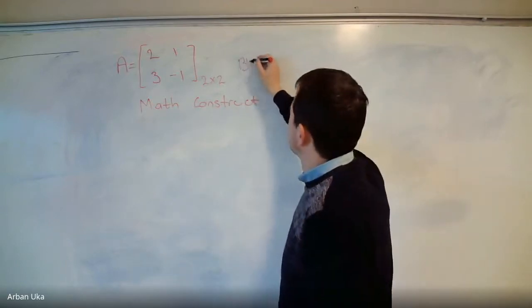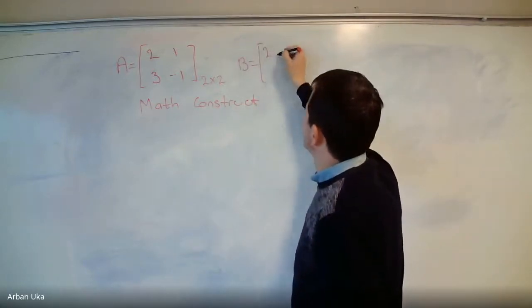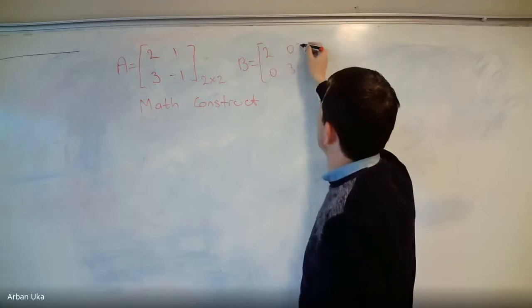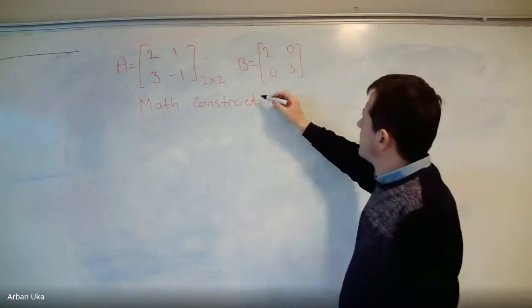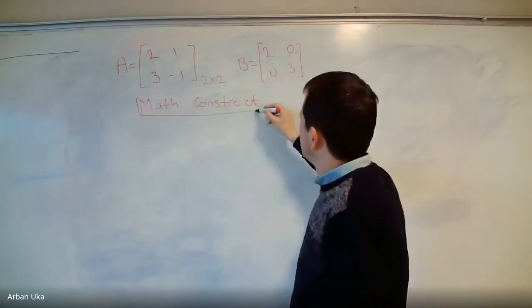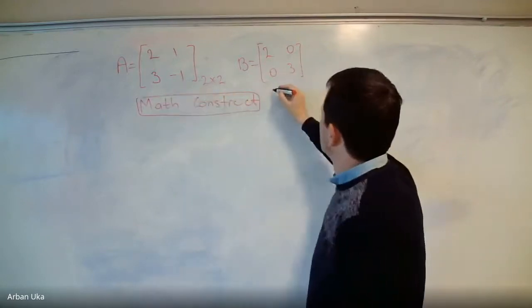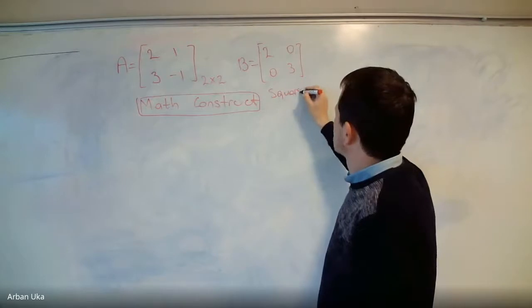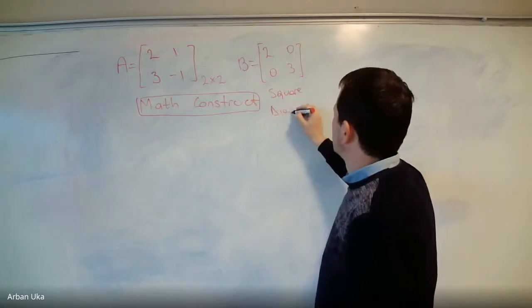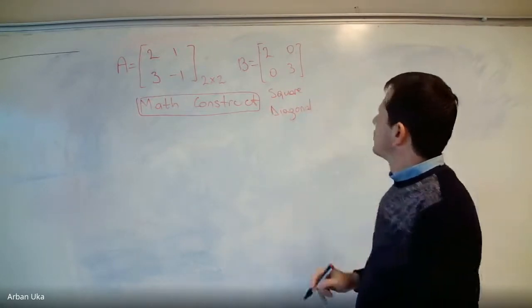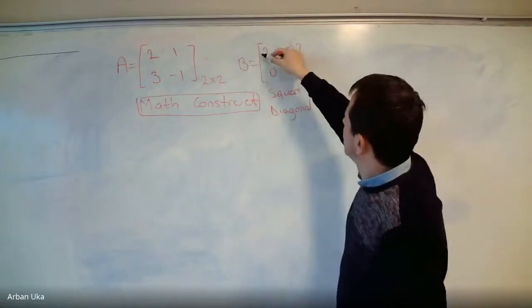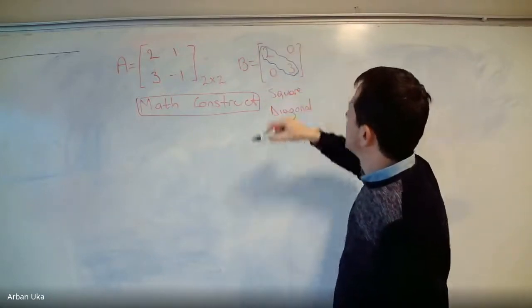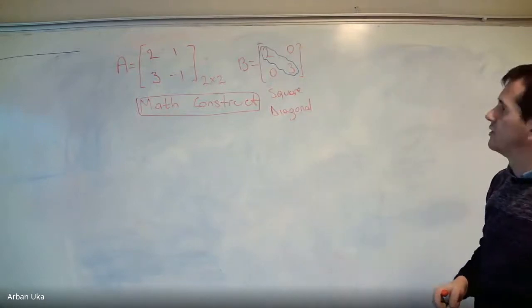Here we have another matrix: 2, 0, 0, 3. This matrix is a square again. So these are all mathematical constructs. This is a square matrix, but it's also a diagonal matrix. We call this diagonal because only the diagonal terms are present. The non-diagonal terms are all 0.